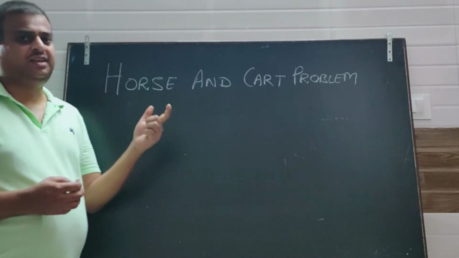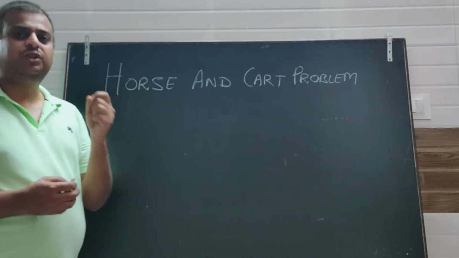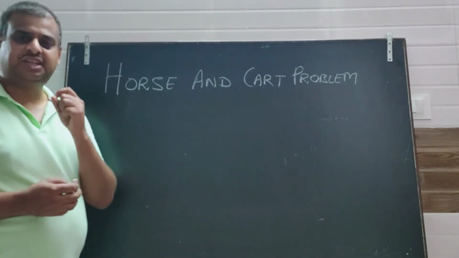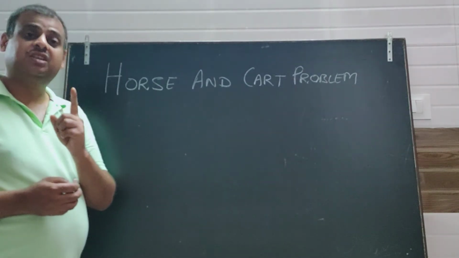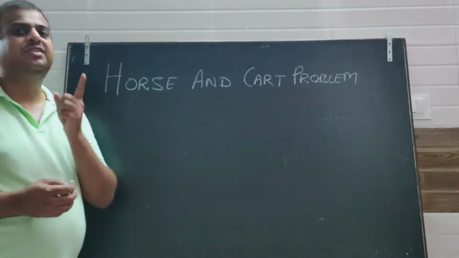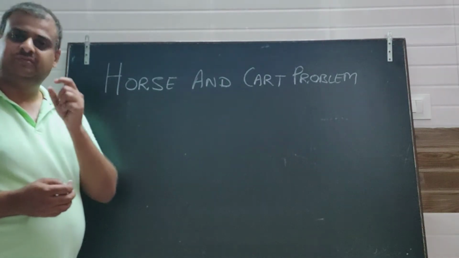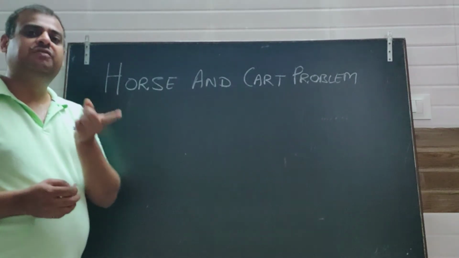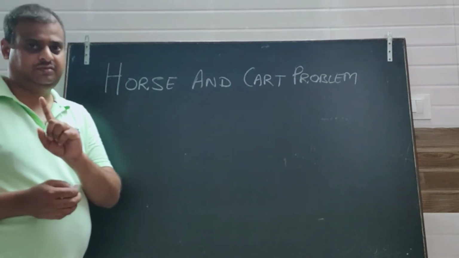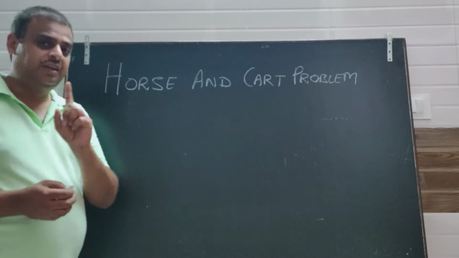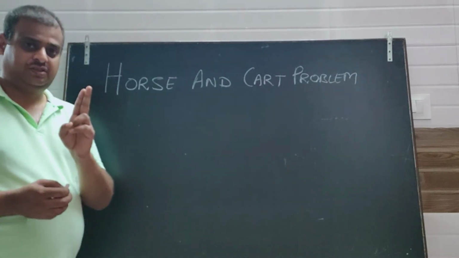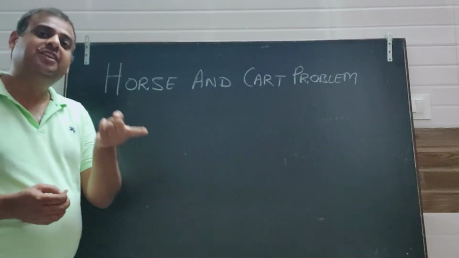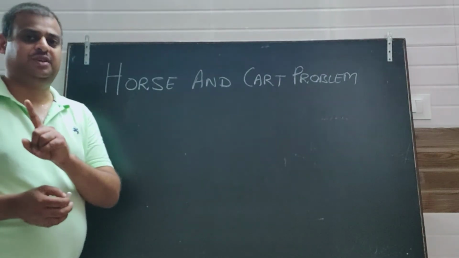Before starting this article, we must know Newton's third law of motion. Newton's third law of motion states that to every action there is an equal and opposite reaction. Means if we apply a force, definitely there will be a reaction. But remember, there are two bodies. If action is done on first body, then the reaction is done on the second body.